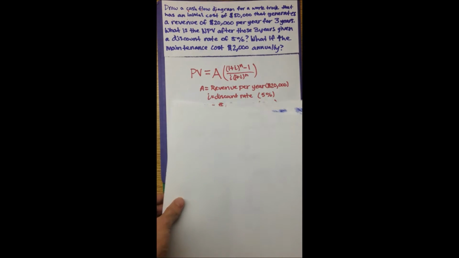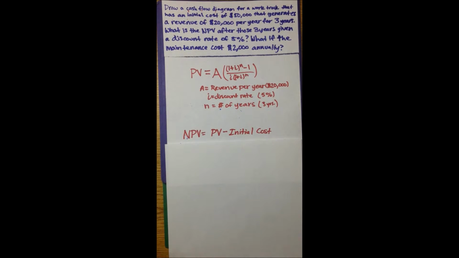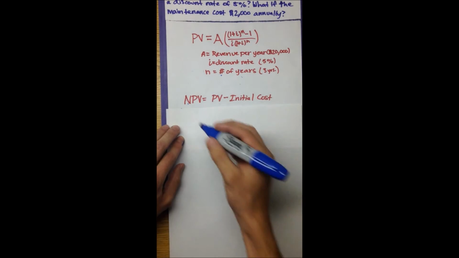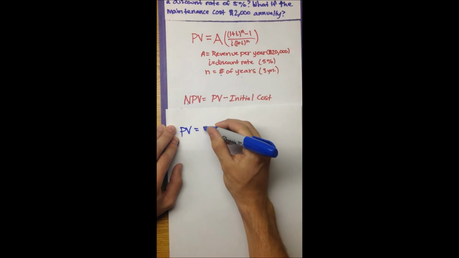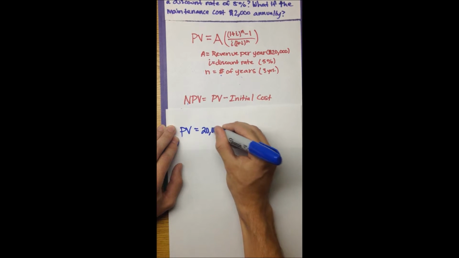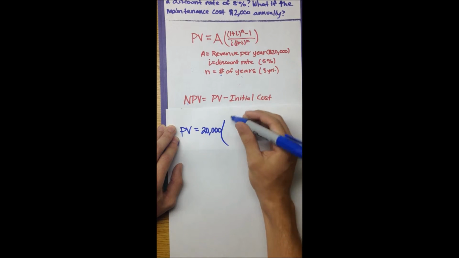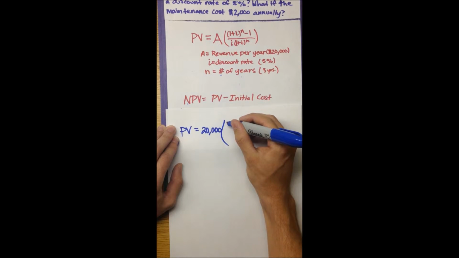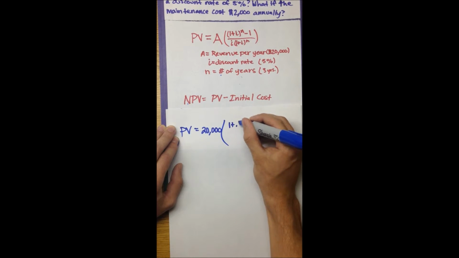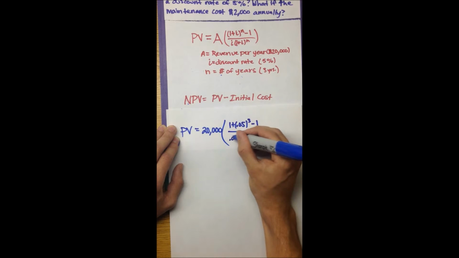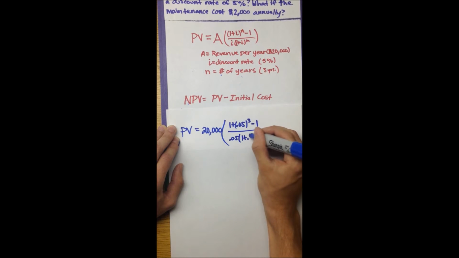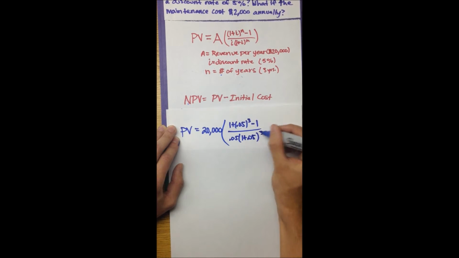So the next thing we can do now is start solving for the net present value, which we are going to begin by solving for the present value of part 1, which we're just going to take the information given in the problem and plug it in. So for A, we're going to have $20,000, multiplied by a value of 1 plus our 0.05, which is our discount rate, to the power of 3, because that is our N, minus 1, over 0.05 again, times 1 plus 0.05, to the power of 3 again.